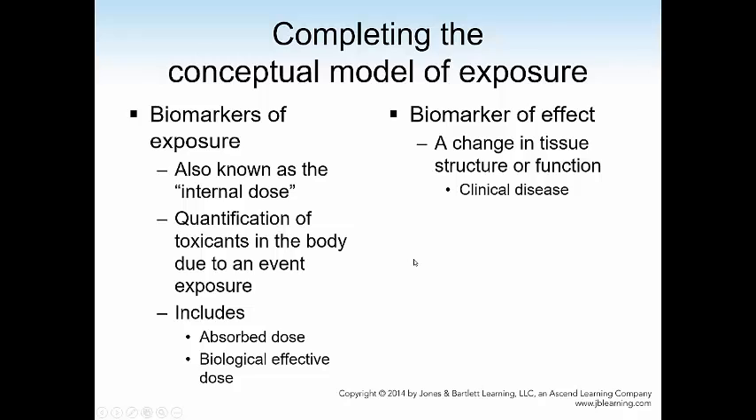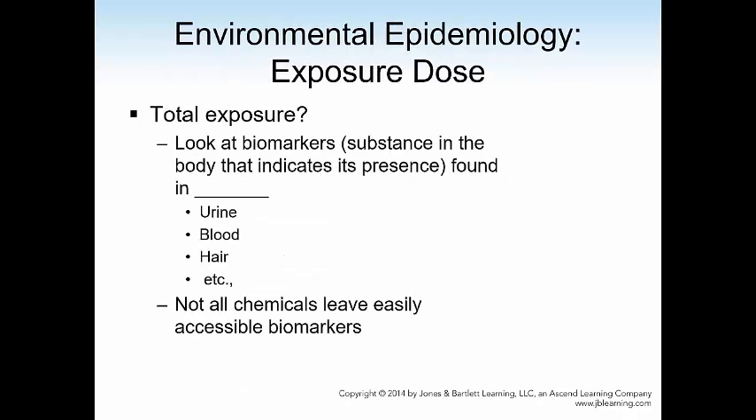All right. So total exposure. For that, again, we look at the biomarker substances found that indicate its presence. It's not always found, but many times you can find it in urine or blood or hair, but not all chemicals are easily accessible as biomarkers. Sometimes you just don't see them, so it can be rather tricky.